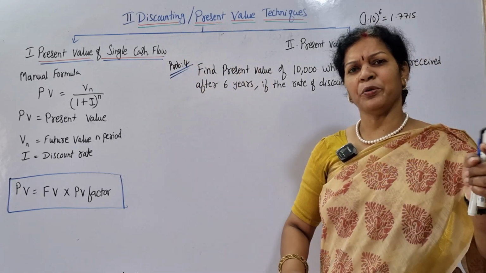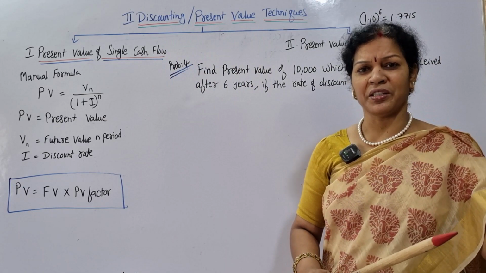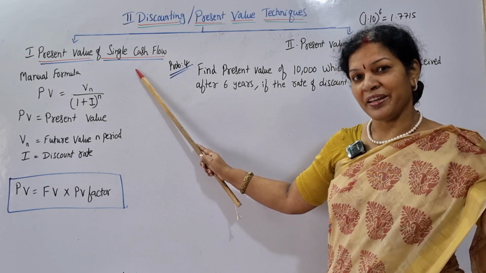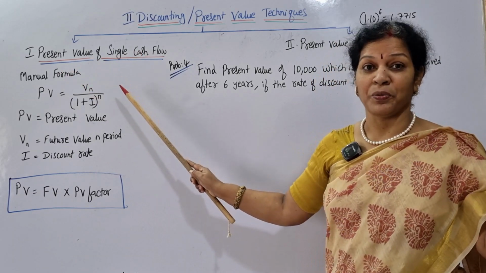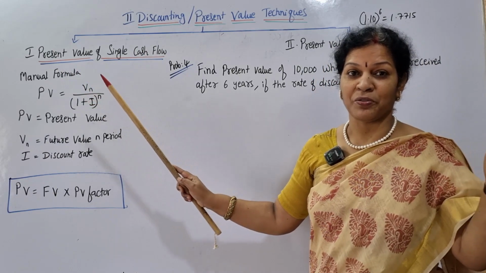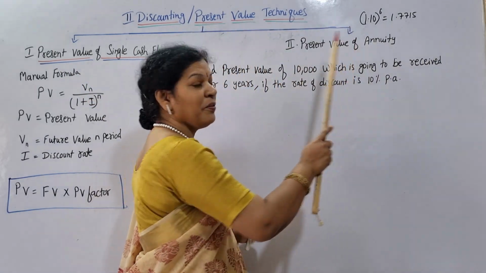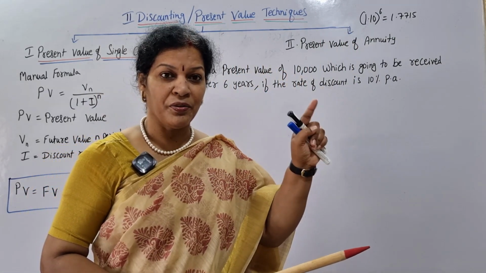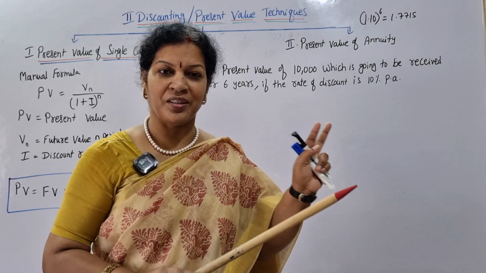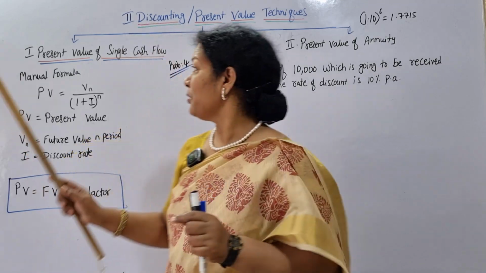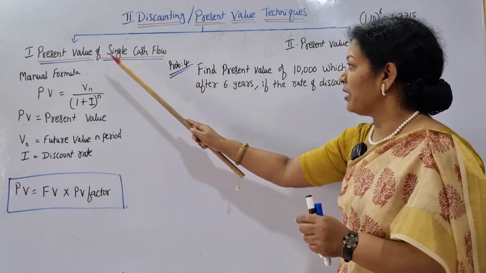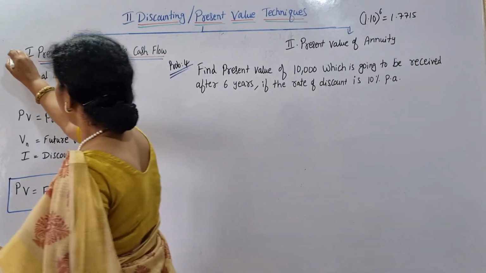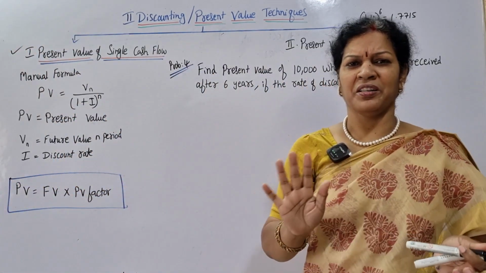This is also divided into two parts, just like the future value technique. One is present value of single cash flow, there it was future value of cash flow. Second one is present value of annuity, there future value of annuity. Only future is changing into present, that's all. Now today we are going to focus only on this concept. I have underlined this one. The other we'll see later. Focusing on this one will make you perfect.